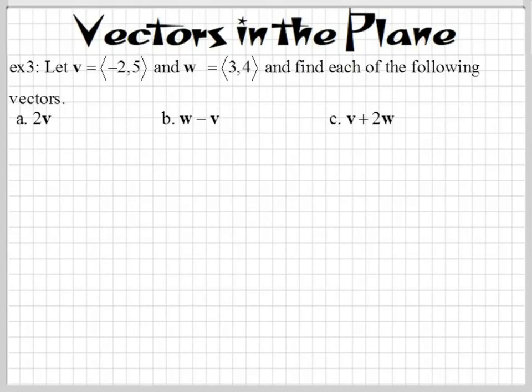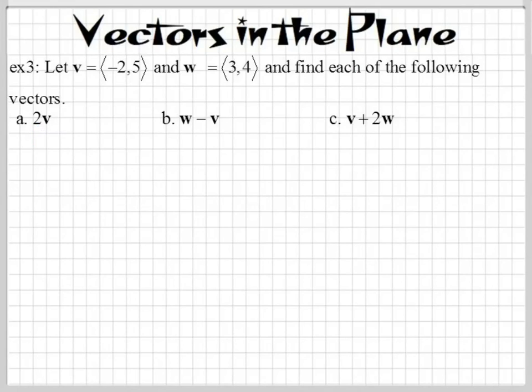Now we can perform operations on these vectors just like we've done before, okay? But it might just look a little different, so I want to show you guys a couple of them. For this first one, that's that number 2 right there. It's multiplying to the vector v. That's called a scalar, okay?